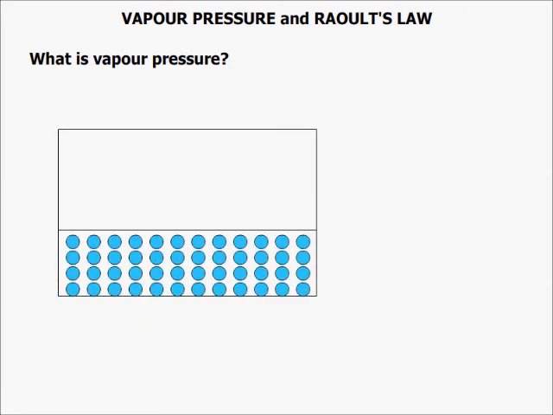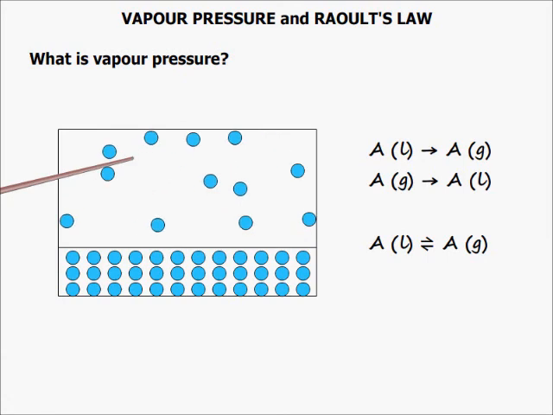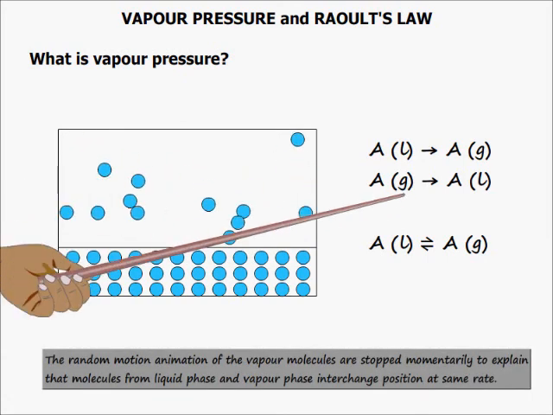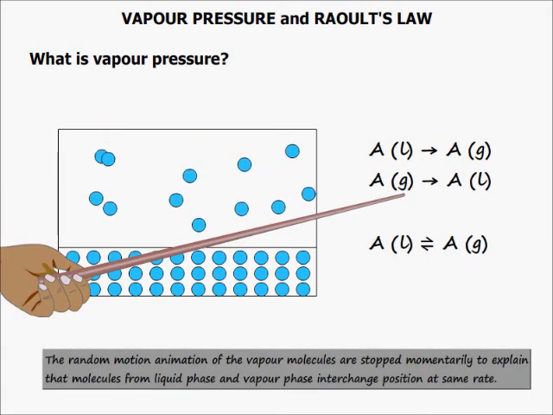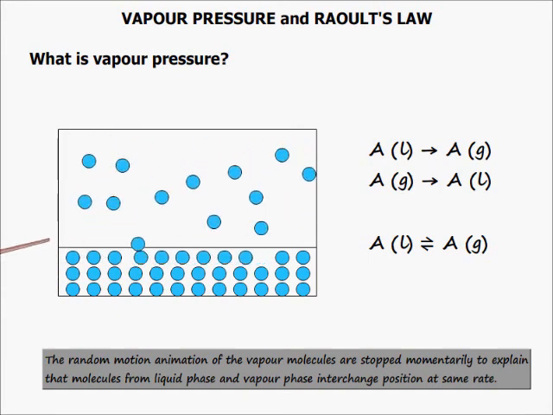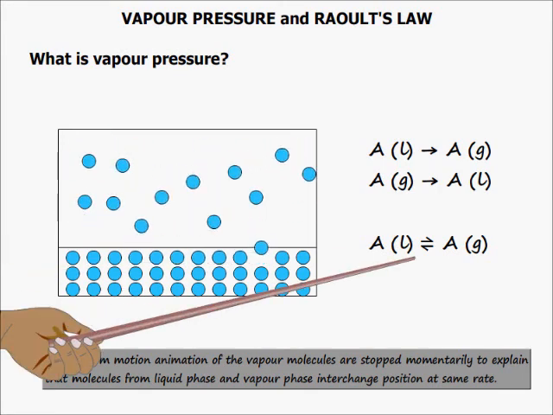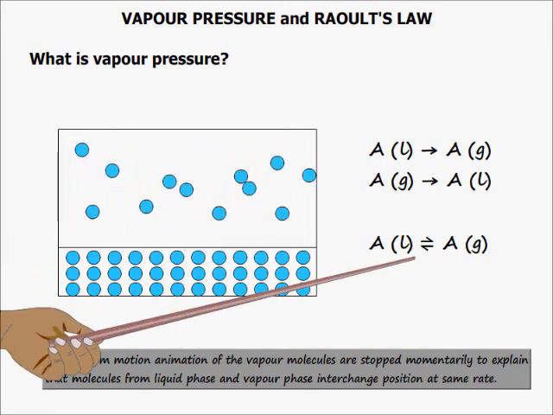Now imagine the liquid in a closed container. What happens here? Liquid molecules on the surface evaporate and form vapor molecules. These vapor molecules again get trapped in the liquid phase. After some time, the two rates become equal. Then it seems that evaporation has stopped. This is a case of equilibrium, where the rates of the two processes become equal.